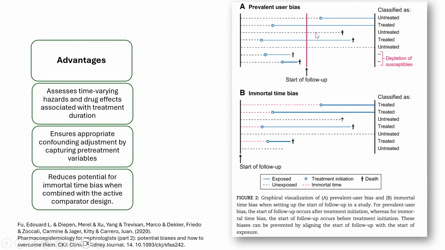The other problem with prevalent user bias is the baseline characteristics of patients who have already been on the drugs. It's more difficult for us to figure out. But for all the new patients who newly start the study, like for example this patient, we will have accurate baseline characteristics.